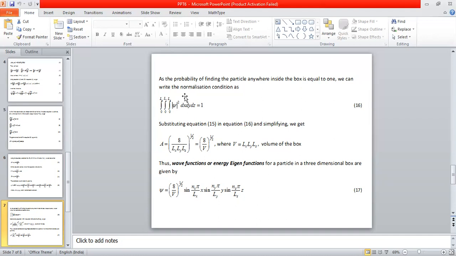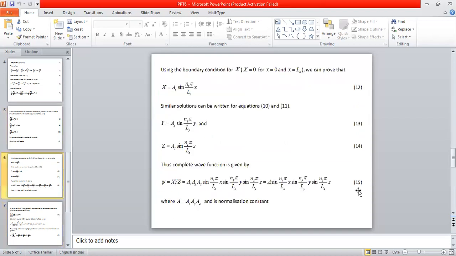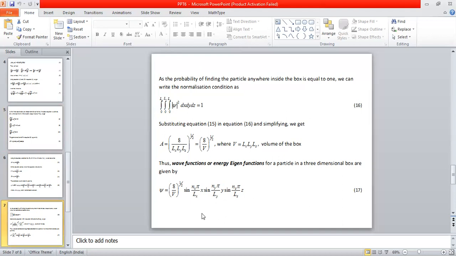So we can substitute the value of A back into equation 15, and once we substitute, we get the complete wave functions. They are also called energy eigenfunctions. So please remember that these wave functions are also called energy eigenfunctions. These are the energy eigenfunctions for a particle in a three-dimensional box. It is given by psi equal to (8 by V) whole to the power of 1 by 2, sin(nx pi x divided by Lx), sin(ny pi y divided by Ly), sin(nz pi z divided by Lz), equation 17. So we are able to find the normalized wave functions of a particle trapped in a three-dimensional potential box of volume capital V.